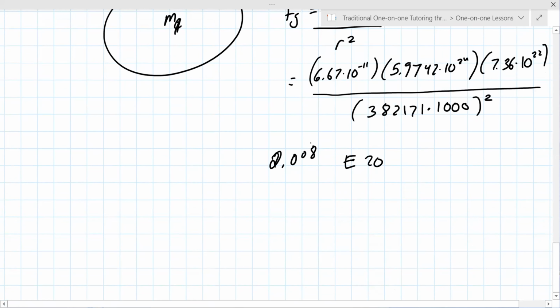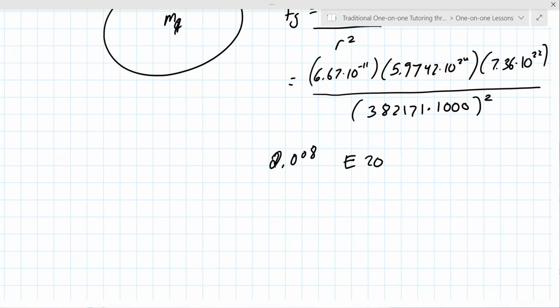Let me check mine. And this number doesn't mean anything, by the way. That's one of the points I was going to make. This number is so outrageously large that we don't have any understanding of it. So 5.9742 times 10 to the 24th, or E24, times 7.36 E to the 22 over 382171. Did you put parentheses around your bottom? Okay. And so times 1,000 squared.